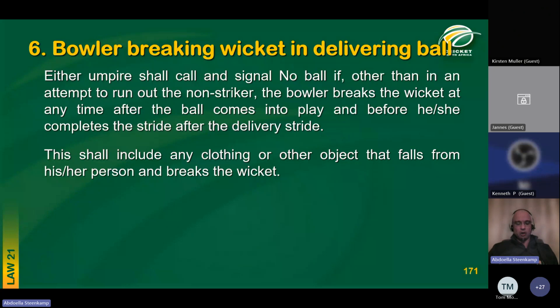You'll often find bowlers running with small towels at the back of the trouser or at the side of the trouser. Law tells us that while delivering the ball in the gather, if that towel should pop out at the back or the side and falls onto the wicket, breaking the wicket, umpire is to call and signal no ball.